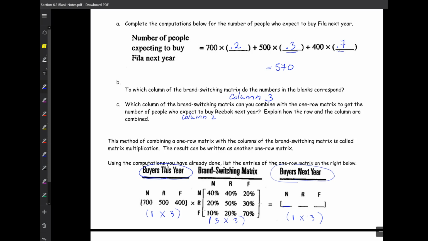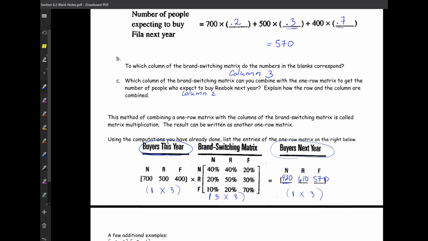So for example, how many projected buyers are going to buy Nike next year? Look at the top of your page. 420. How many projected buyers for Reebok? 620. Was it 620? 610? And how many for Fila? 570. Now you just did matrix multiplication. That's how it's used in a real world business type setting.